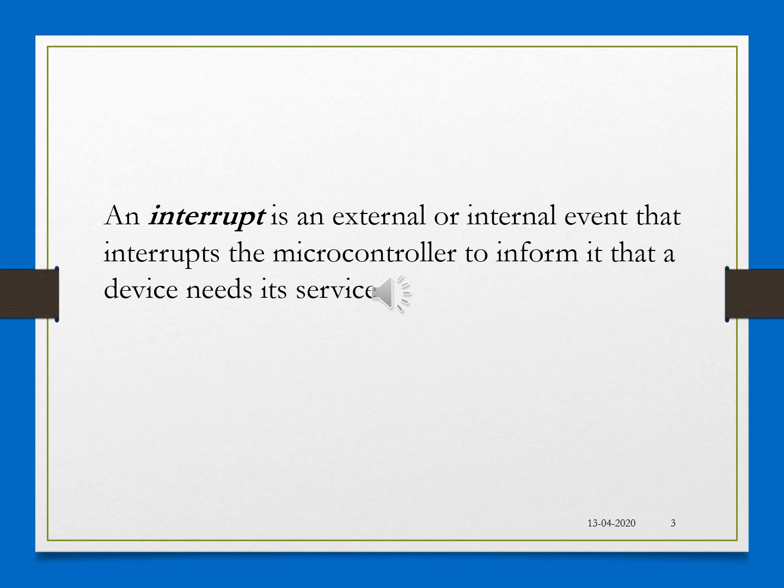All right, so what exactly is an interrupt? Interrupt is an external or internal event that interrupts or calls for attention, that is the best way, to the microcontroller to inform that the device needs its service. So interrupt is nothing but a signal. It's a call or a signal given to the microcontroller to inform that a particular device, whichever is sending the signal, needs the service from the microcontroller or the CPU.